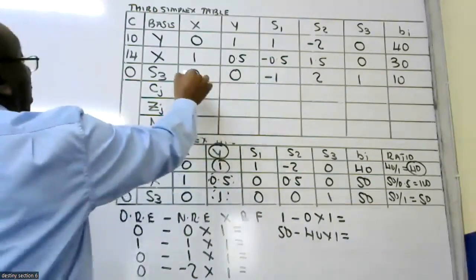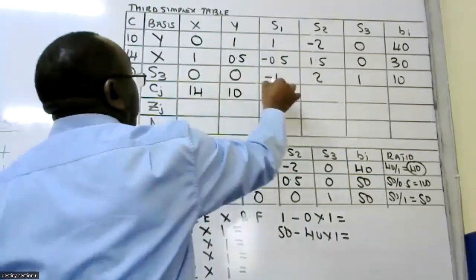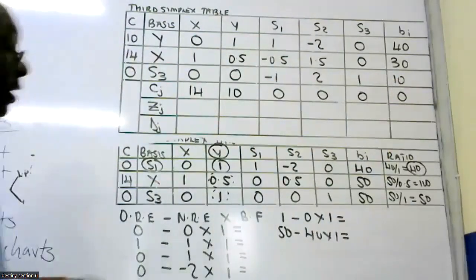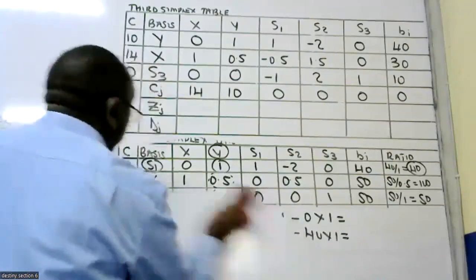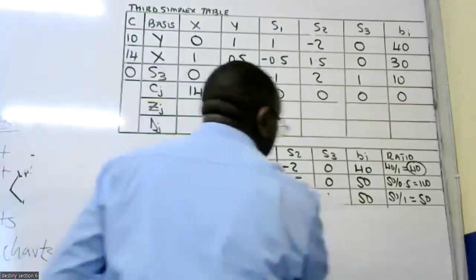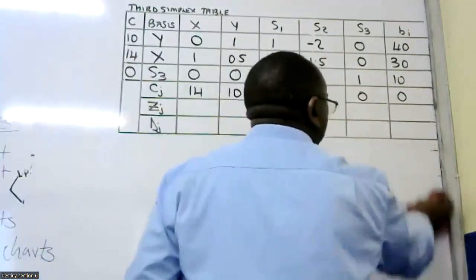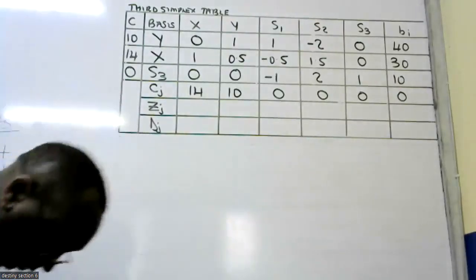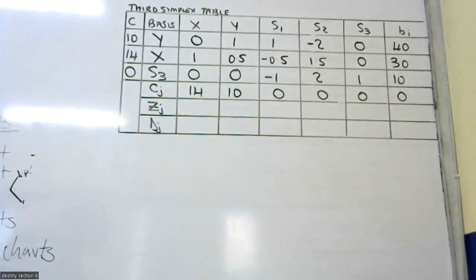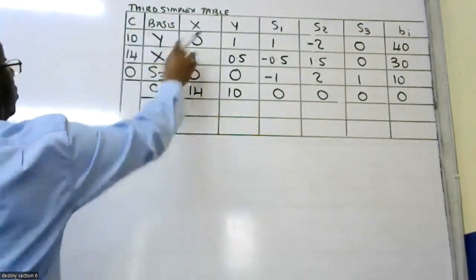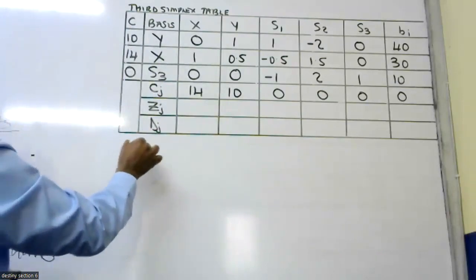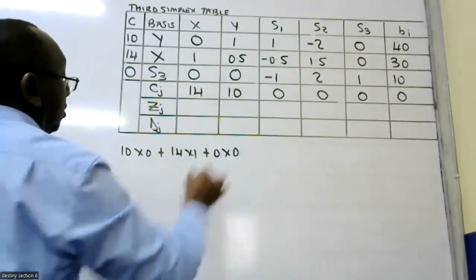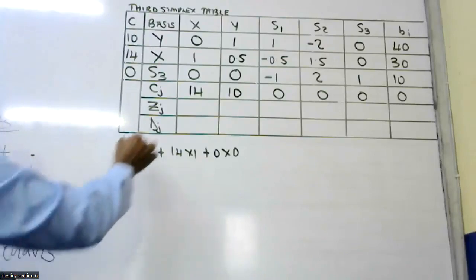So this one, tulisema this is 14, this is 10, and these are zeros. They remain that way. So if they remain, to get the ZJs, unachukua these values multiply. So itakuwa 10 times 0 plus 14 times 1 plus 0 times 0. So that must be 14.